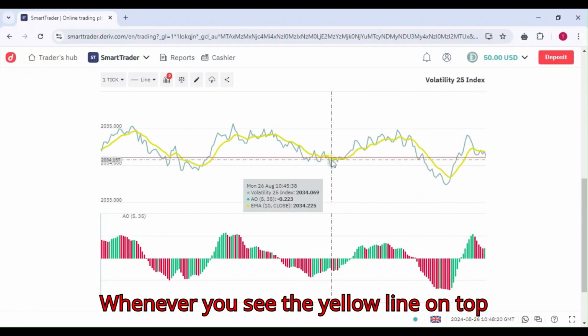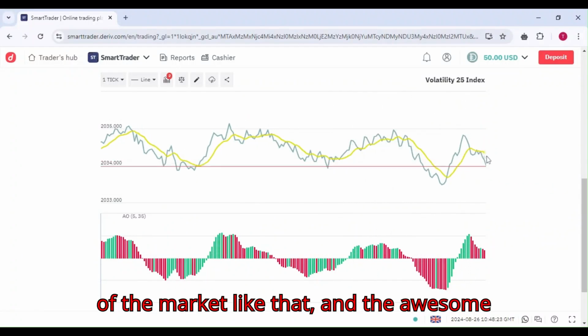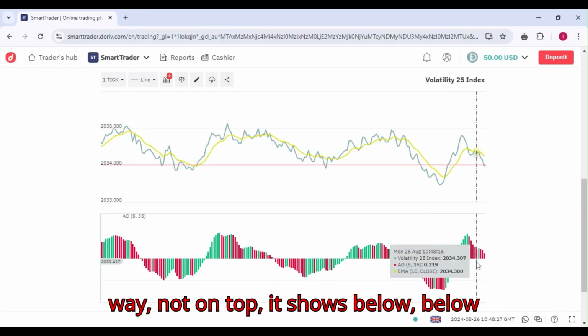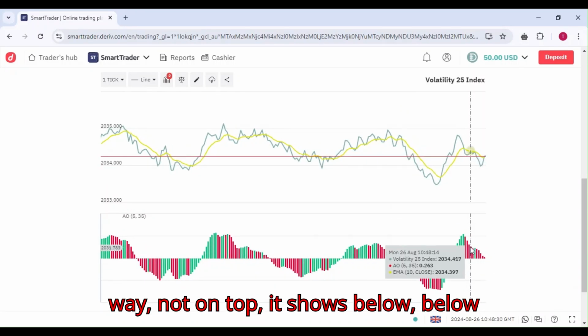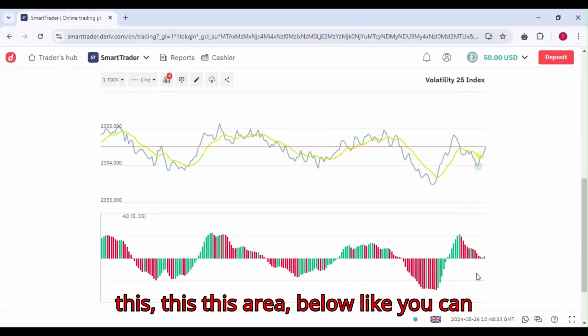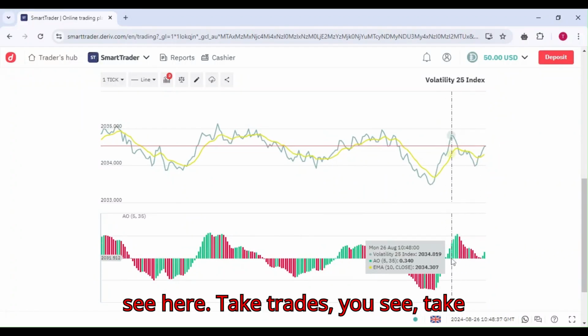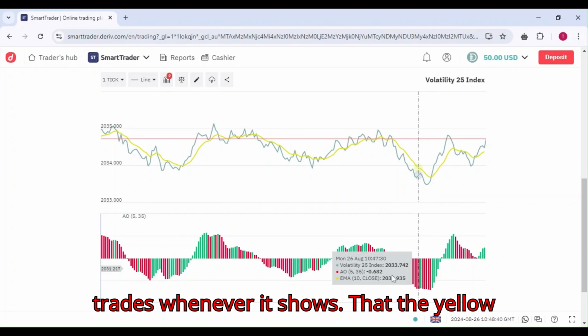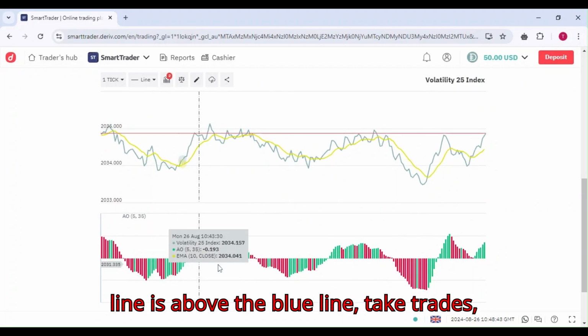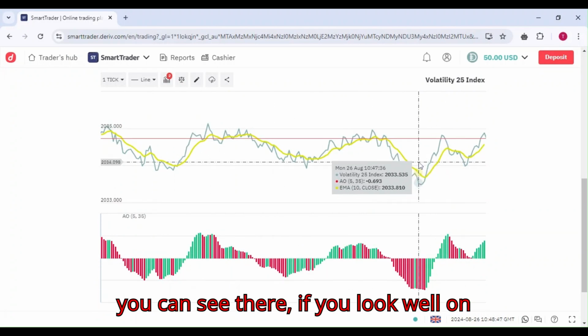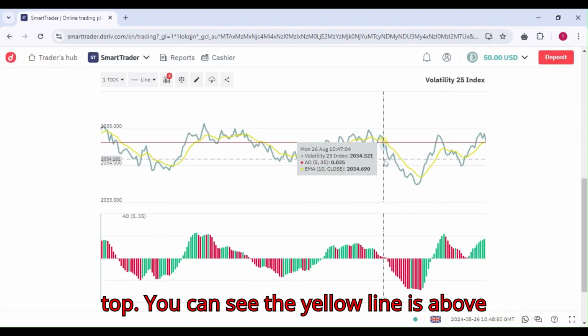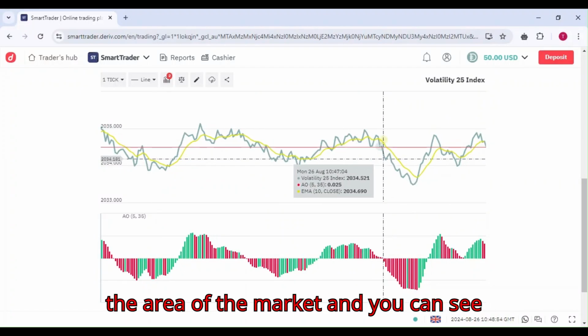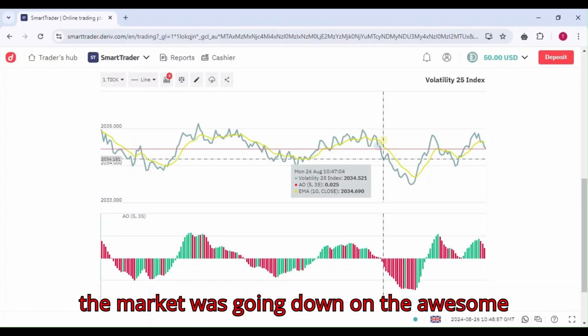Whenever you see the yellow line on top of the market like that, and the awesome oscillator shows below, not on top, below this area, like you can see here, take trades. Take trades whenever the yellow line is above the blue line. If you look well on top, you can see the yellow line is above the market, and the market was going down on the awesome oscillator.